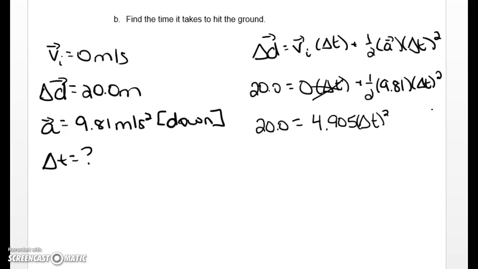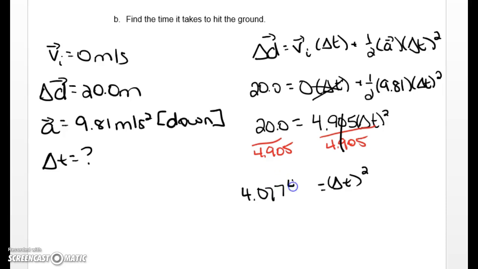So then what I can do is I want to get this delta t squared by itself. So I'm actually going to divide by the number that's connected with that variable. Make sure what you do to one side, you have to do the other to keep that equation equal. So this cancels out on your right side, so you're left with just delta t squared. And on your left side, if you divide these two numbers, in your calculator you should get 4.07747 followed by a bunch of numbers.